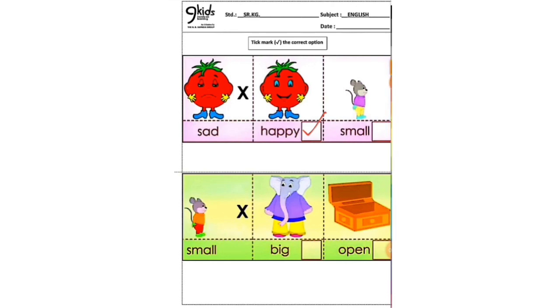The second one, small mouth. The opposite of small would be big elephant, BIG. Small, big. So you tick mark the big elephant.